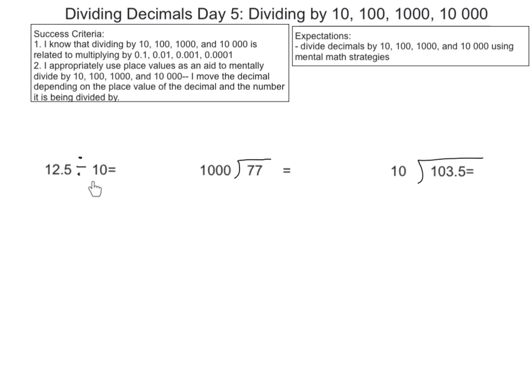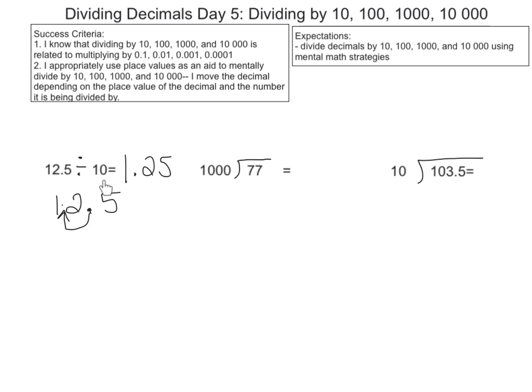So what do we do with division when we're dividing by 10? We know that we have to move the decimal depending on how many zeros we have. So we know that we have 1 zero right here, and our decimal place is between the 2 and the 5. And when we're dividing, we move the decimal place to the left. So we are simply going to move the decimal place right here. So our answer would be 1.25.